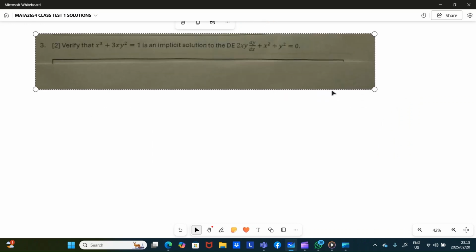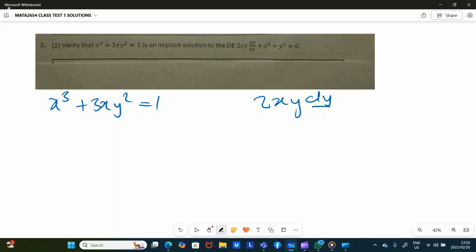So the next question was about verification of a solution. They tell us that we should verify that x to the power 3 plus 3xy squared equals 1 is an implicit solution to this differential equation. Our differential equation is 2xy dy by dx plus x squared plus y squared equals 0. So now we can use implicit differentiation on the solution that we have here.